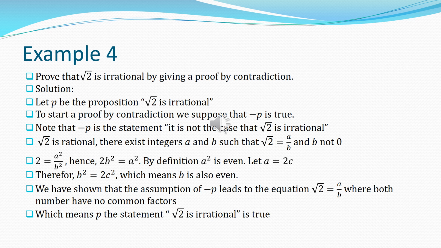We have shown that the assumption of negative p leads to the equation that the square root of 2 is equal to a over b, where both numbers have no common factors, which means p, the statement square root of 2 is irrational, is true.